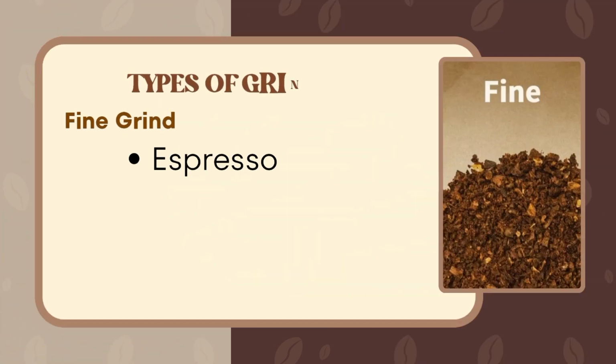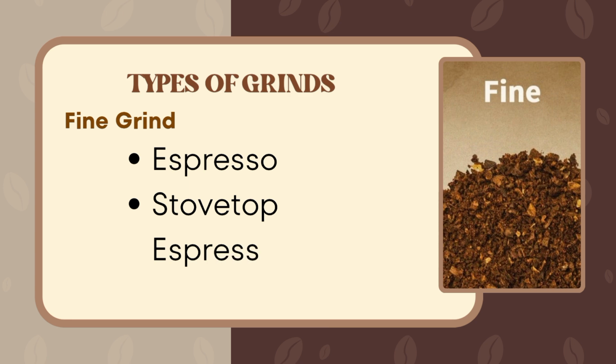The fourth type of coffee grinds is fine grind. A fine grind in coffee is a grind size that is smaller than a medium grind, with a texture that is similar to table salt or slightly finer. This grind size is ideal for brewing methods that require a high degree of extraction, such as espresso, Turkish coffee, and stovetop espresso. The fine grind allows for a concentrated and rich flavor, with a thick crema and a bold aroma.